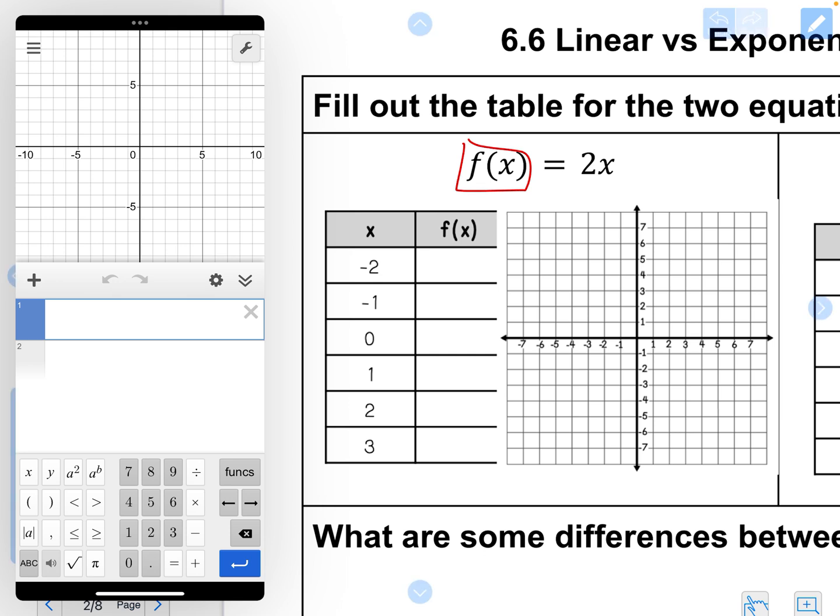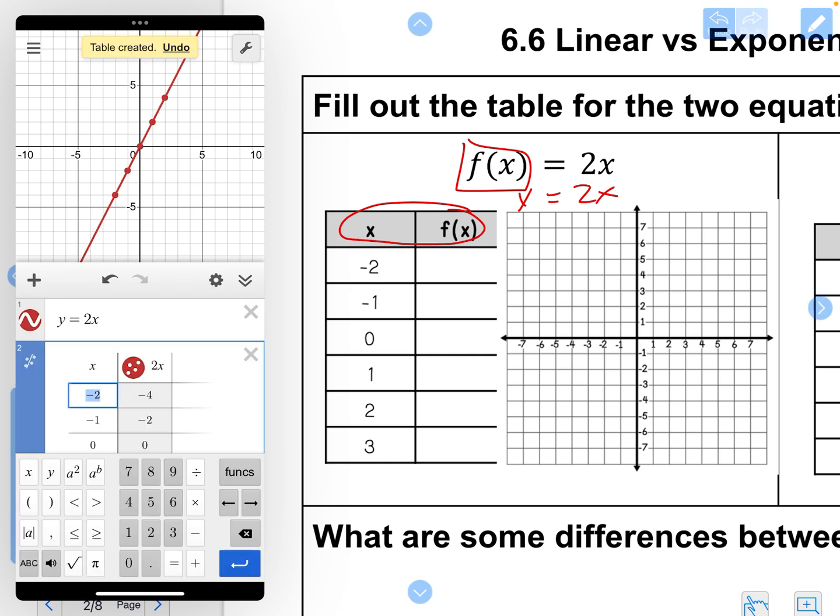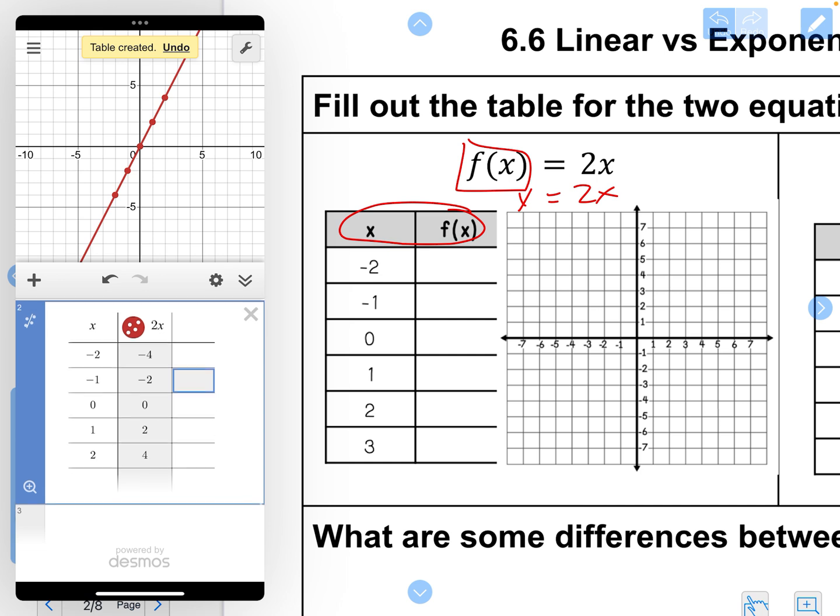The first thing we're going to do is use our function f of x equals 2x. Remember, f of x is the same thing as y equals 2x. So I'm just going to simply type y equals 2x into Desmos, and then I'm going to use Desmos to turn this into a table. I'm going to hit my settings wheel, and then I'm going to hit table. And so now I can fill in my table of values.